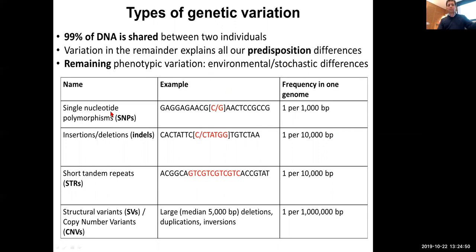So let's talk about the different types of variation that we're going to talk about in this lecture. First, we're going to talk about SNPs, or single nucleotide polymorphisms. Poly means many, morph means form. Polymorphism means something that has many forms. So single nucleotide polymorphism means a location in the genome which is polymorphic, which has many variations, many alleles. We're going to be talking about the G allele and the C allele at that locus.